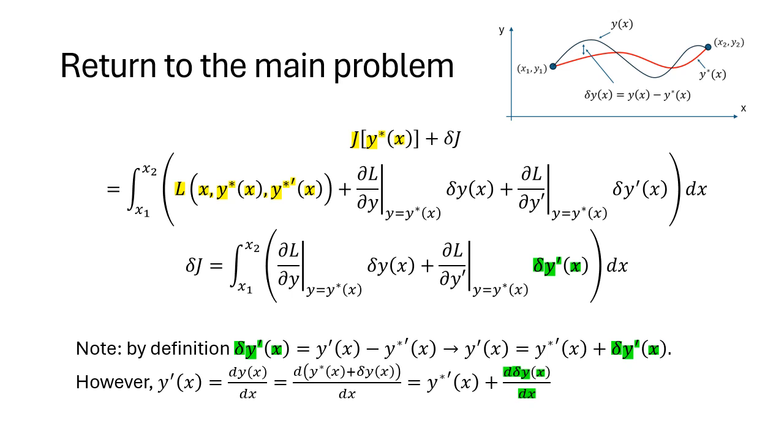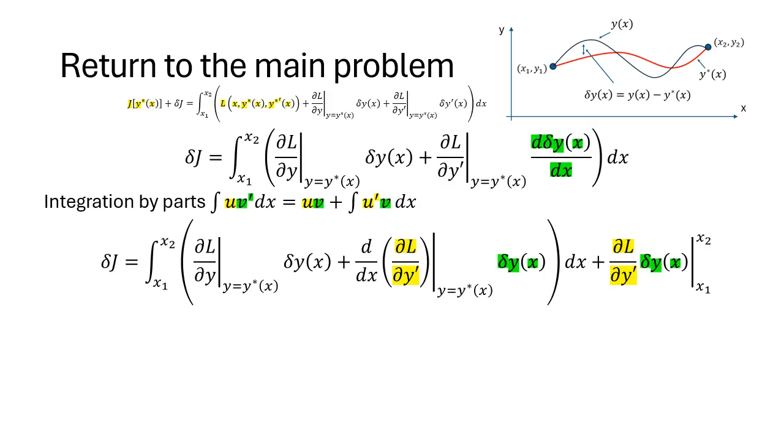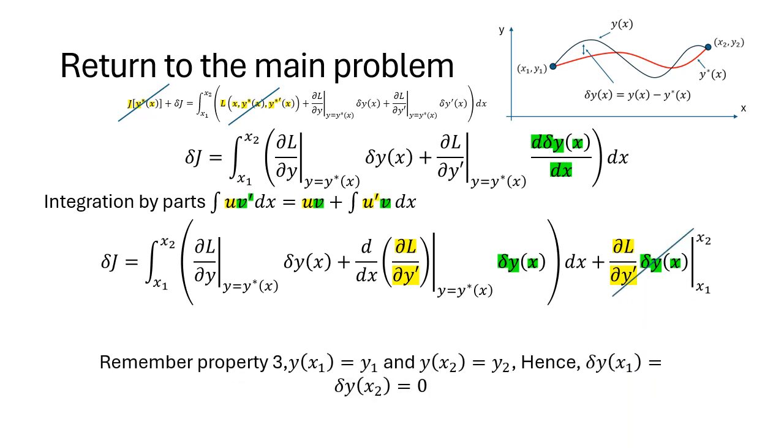Pause the video and make sure that you understand the derivation. Note that the yellow highlighted terms at the left and right hand sides cancel each other. Hence we can now focus on the delta j term. Next, using the integration by parts, the derivative of the variation can be taken outside the integral. However, the resulting term cancels due to property 3.